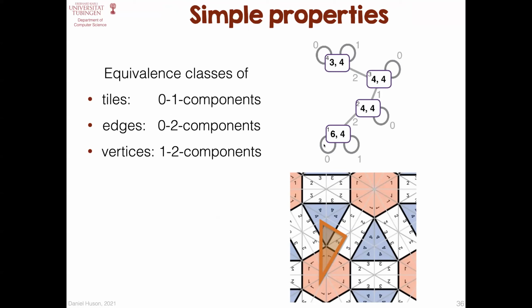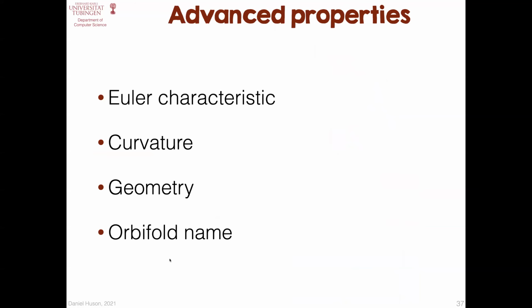For example, if you look at the 0,1 components of the tiling, you can see there are 3 of those here. 0,1 means I'm moving from one triangle to the other without ever crossing into a different face. So obviously the number of such 0,1 components is going to tell you how many faces the tiling has. And 0,2 tells you about how many edges there are, and 1,2 tells you about the number of vertices. There are slightly more advanced properties.